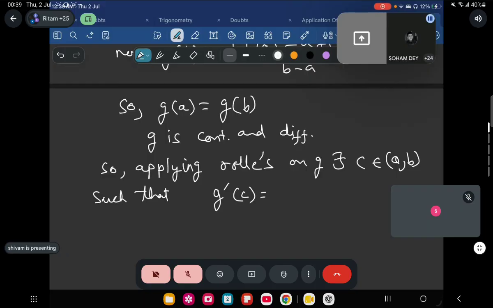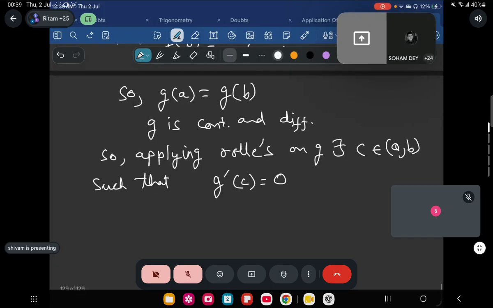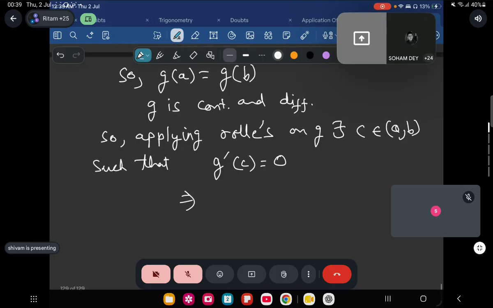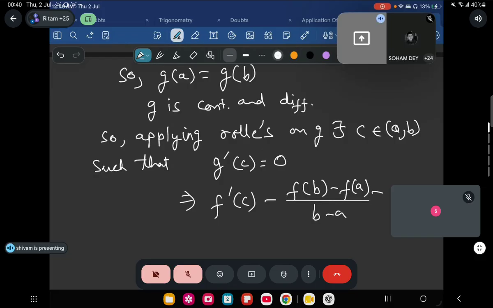So can one theorem be used to prove another? What are you asking, Som? Think before you ask. Take your time. We cannot prove one theorem using another. F dash c minus f of b minus f of a upon b minus a is equal to 0. Hence proved.